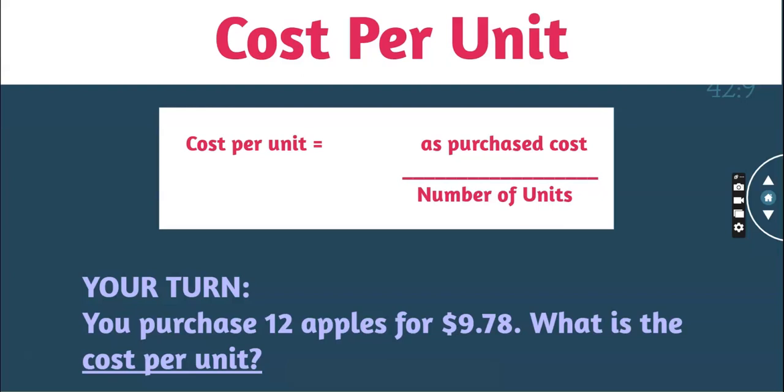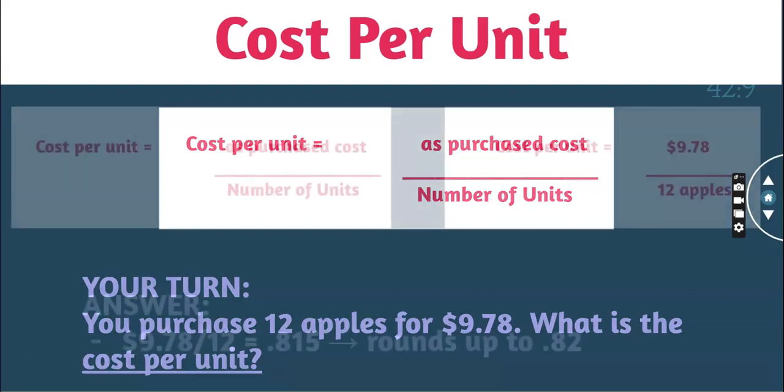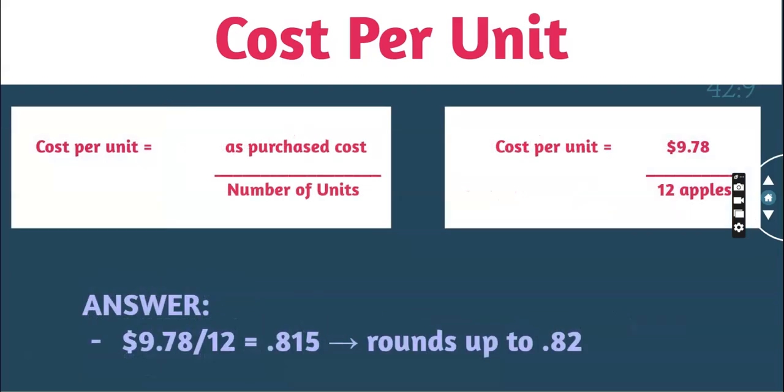So here is an example. You purchased 12 apples for $9.78, and it's asking you how much is it per unit. So think about how you're going to set that up. How much is one apple? All right, so here's how you would set that up. You would take your purchase price of $9.78 and your number of units was 12, and you would just divide the 2 and you would get 0.815. And now because it's money, you're always going to round up. So it's 82 cents for one apple.